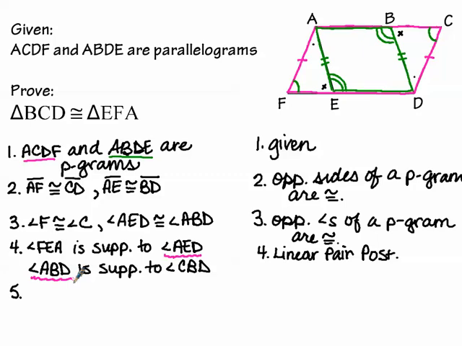Now, if those two angles are congruent, that tells us since angle FEA is supplementary and angle CBD is supplementary to a pair of congruent angles, that allows us to conclude that angle FEA is congruent to angle CBD. They are two angles that are both supplementary to a pair of congruent angles. The congruent supplements theorem.